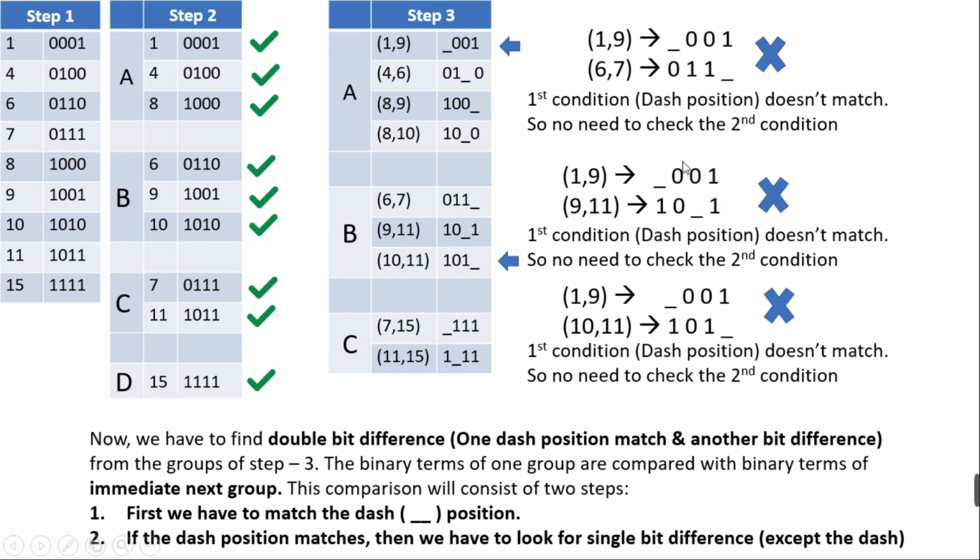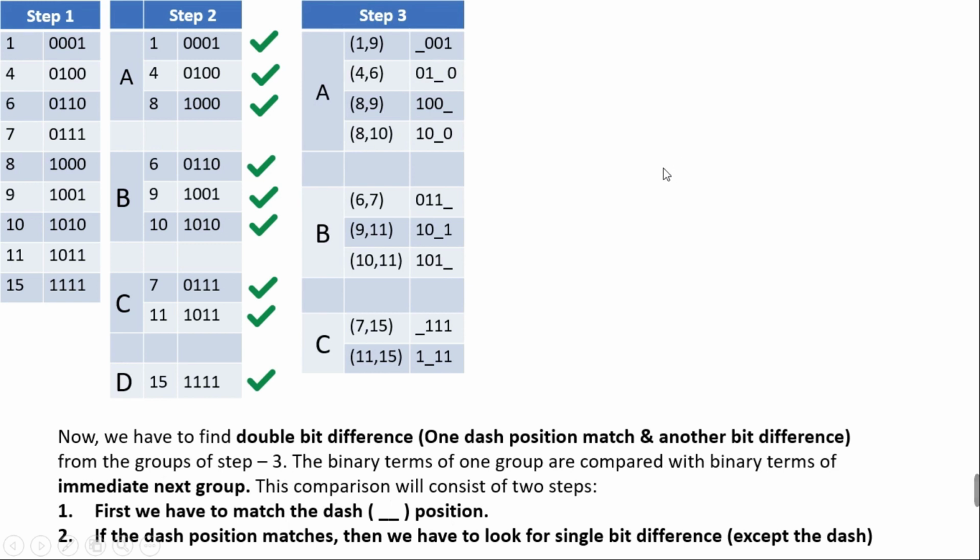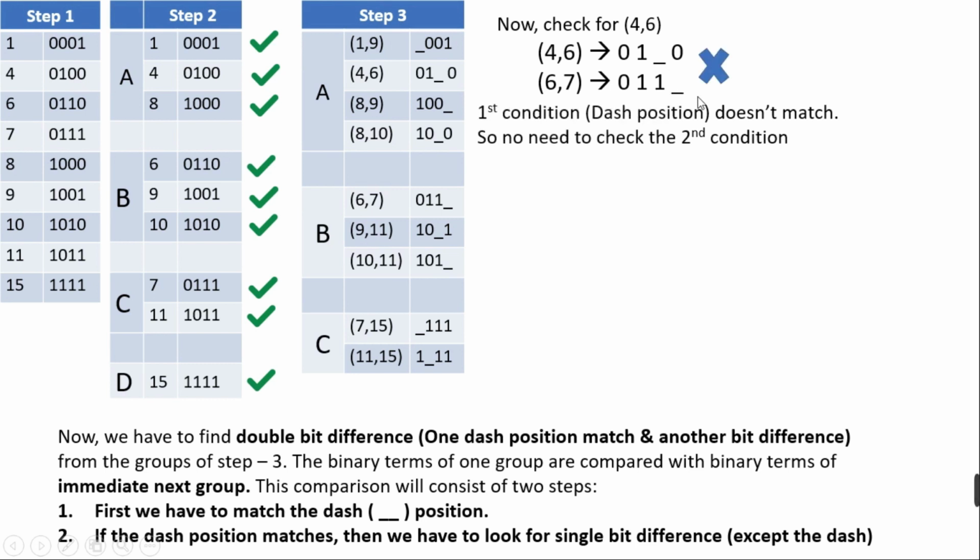Let's see what happens next. Now I'm going to check the comparison for the 4 and 6 pair. For 4 and 6, you can see the binary numbers written here. First the 4 and 6 pair is compared with 6 7. You can see the binary numbers over there, and the dash position definitely doesn't match. Since it doesn't match, we're going to discard it just like before, and move on to the next comparison. Now we're going to move on to 4 6 and 9 11.